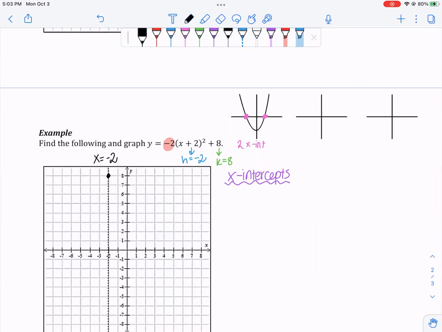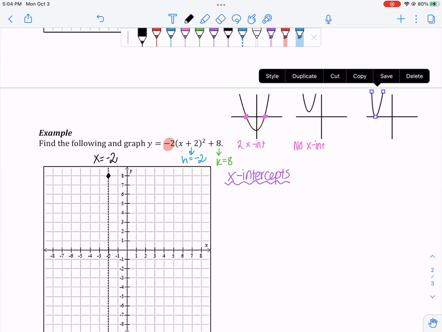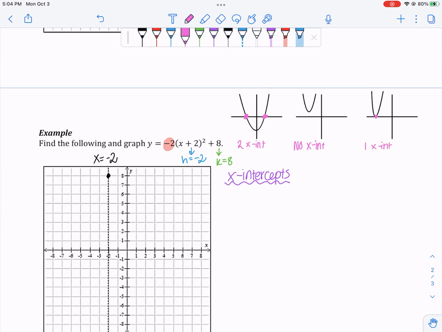You could have it so that the graph, the parabola, never hits the x-axis. For instance, if it were opening up like this and it never hit. Or you could have one x-intercept. So imagine that this parabola was just sitting with its vertex on the x-axis, in which case it would have one x-intercept. So those are our options. Either this thing's going to have two, it's going to have none, or it'll have one.